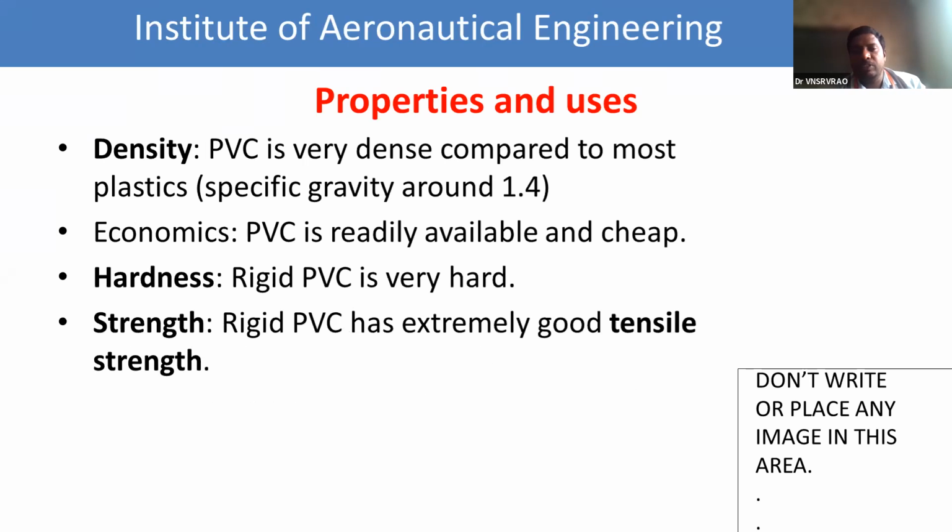Okay, ma? Now we see the physical properties of PVC. The first one is the density. PVC is very dense compared to most plastics. Density is defined as the ratio between mass and volume, and the specific gravity is around 1.4. And economically PVC is readily available and cheap in cost. Next one, hardness. Rigid PVC is very hard. And strength. Rigid PVC has extremely good tensile strength. Tensile strength means the material can bear very high pressure, that means a high load. So that is called high tensile strength.